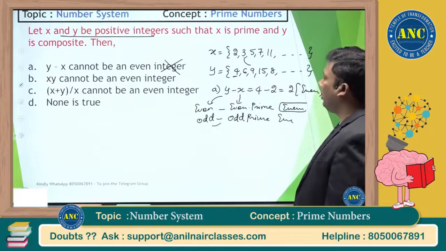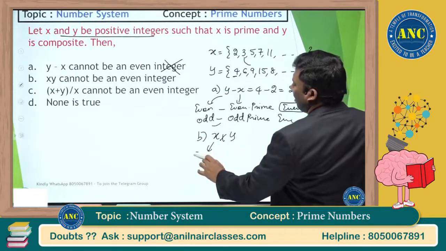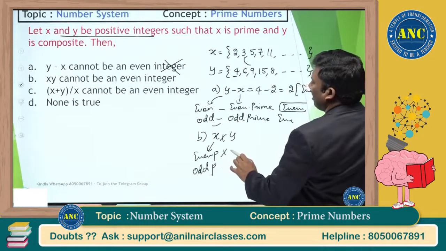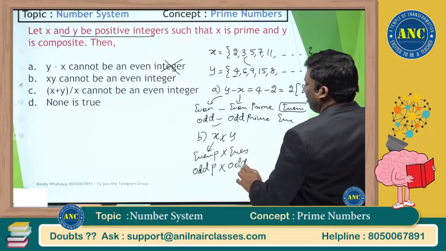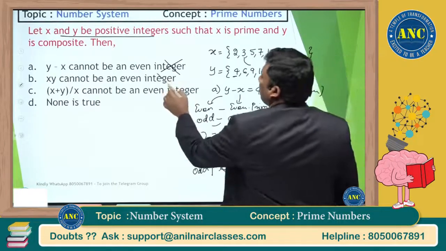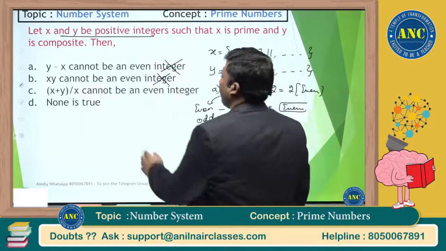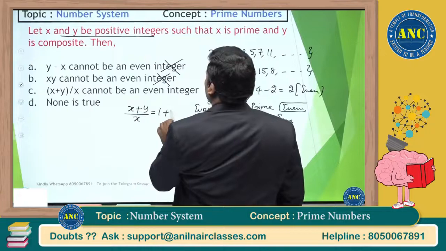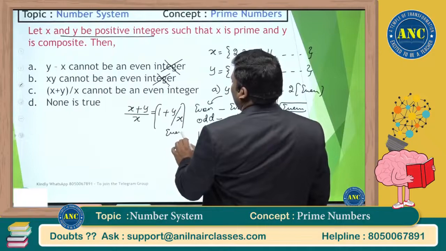X and y cannot be an integer. X is a prime number, it can be an even prime or an odd prime. Y is a composite number, either an even number or an odd number. So even into even, even into odd, these are also not possible. Then x plus y by x, which is nothing but 1 plus y by x, cannot be an even number.